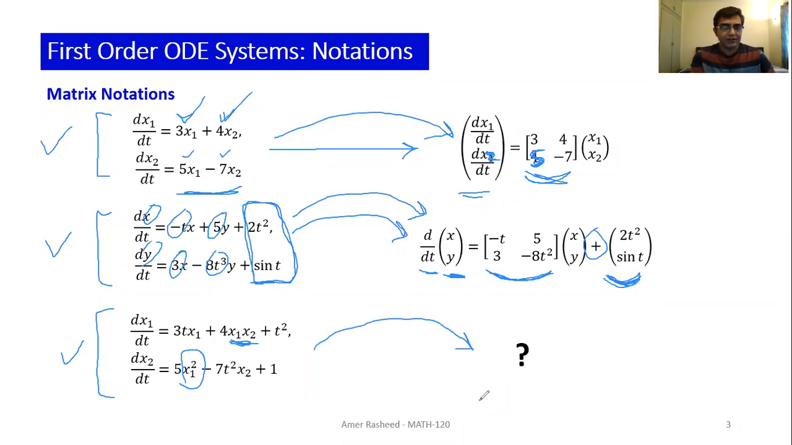Can we write this system in the form of a matrix? No, because we cannot take x1 outside here and we don't have x2 here. So here also we have x1 square. So we cannot write this system in the form of a matrix.